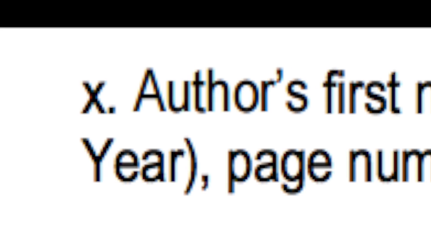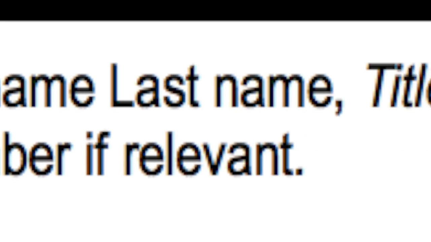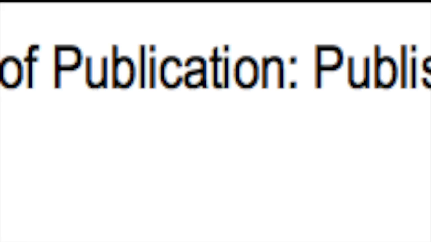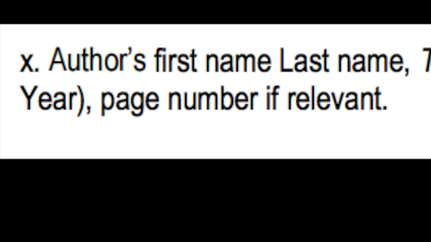For a single author, the basic format follows as author's first name, comma, last name, the title in italics and in headline style. And then you open parentheses and you say the city of publication, the publisher, and the year. Then you close parentheses and then you say the page number if relevant. Here are some examples.